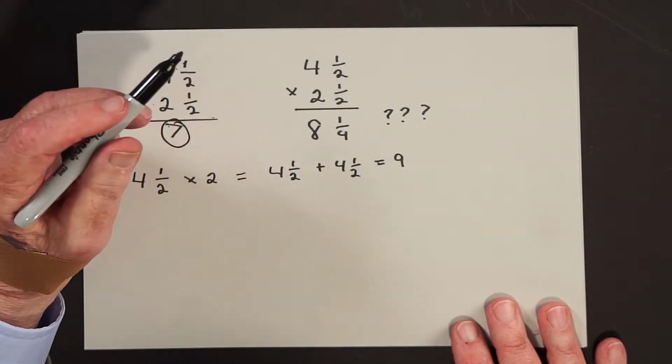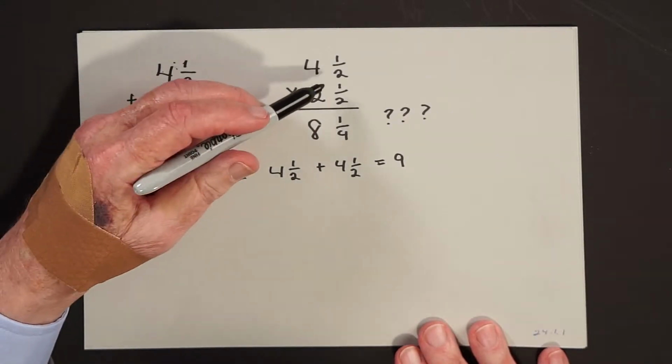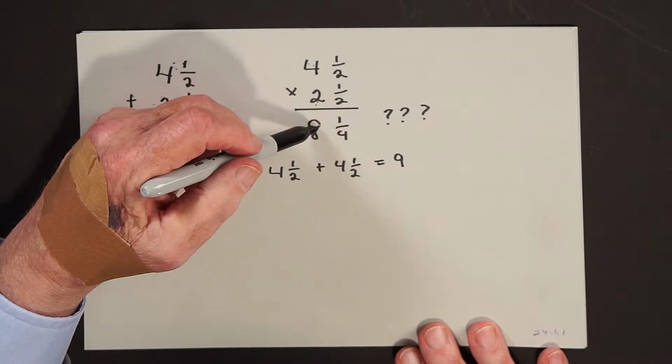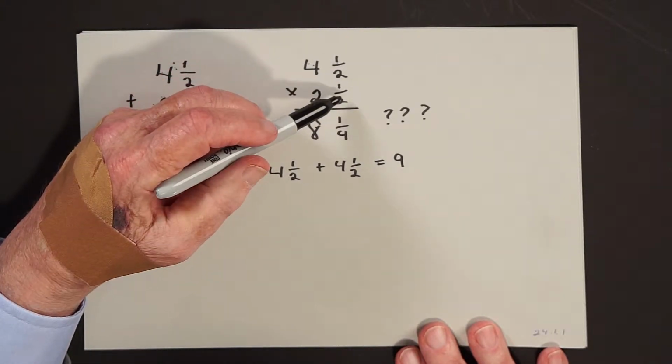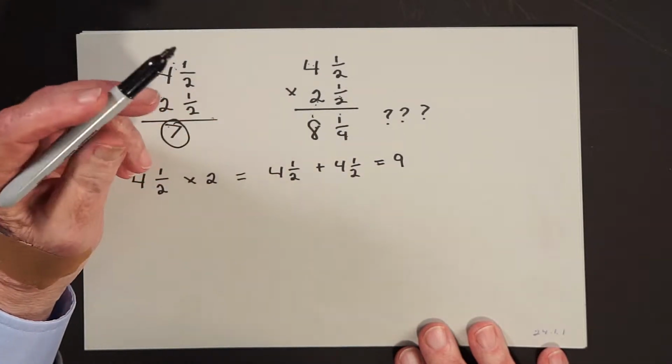Now they're given 4 1/2 times 2 1/2. And it worked here, so why not here? I'll multiply the two whole numbers. 2 times 4 gives me 8. A half times a half, which means the same as a half of a half, is 1/4. The answer is 8 1/4.